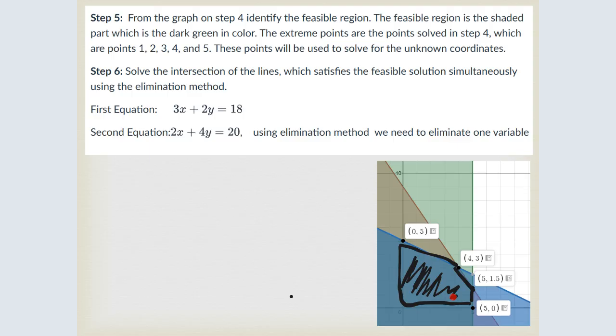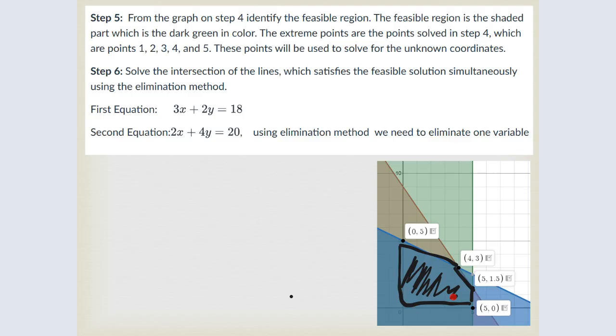Okay, so how do we get those? The first one is obviously (0, 5). That is part of the second equation. Now, we need to get the intersection of the two. The first equation is 3x plus 2y equals 18, and then 2x plus 4y is equal to 20. So we can use the substitution or elimination method.